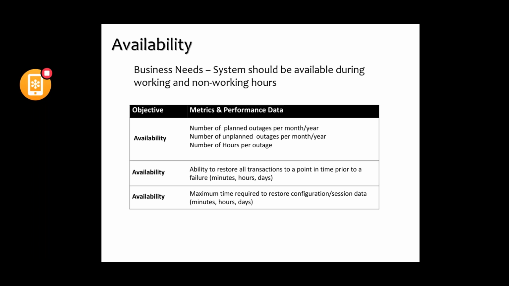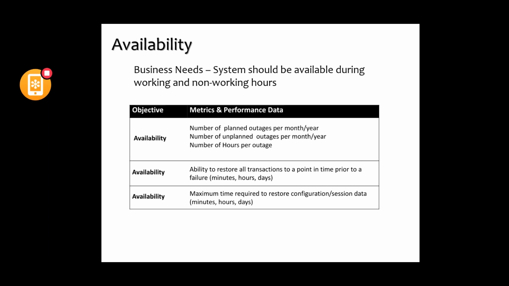When we have to document that requirement, we capture the number of planned outages per month or per year, the number of unplanned outages per month or per year, and the number of hours per outage. So if the system goes down, how many hours does it go down?